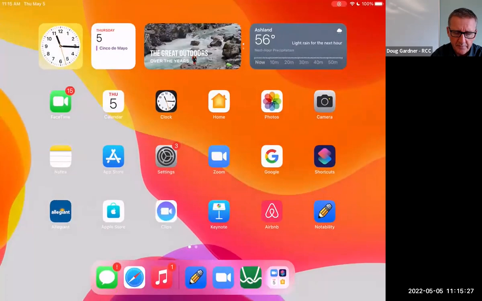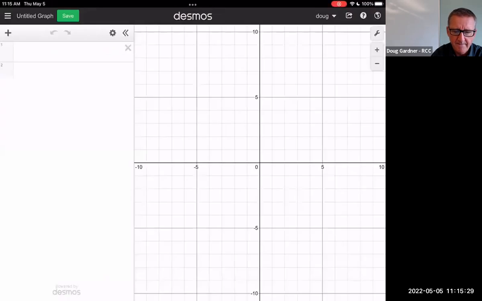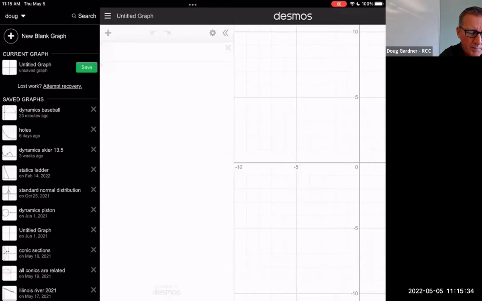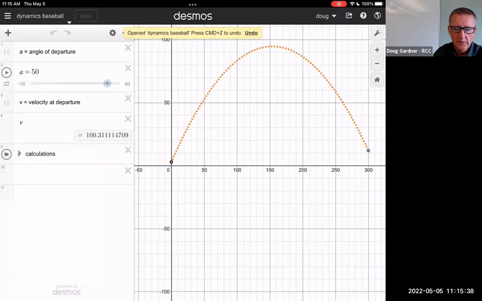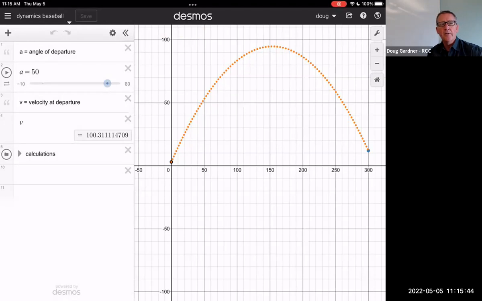Let's take a look at this. I've got a Desmos app on my giant phone here. My big phone. I think this will work on here. So I want you to stare at that velocity. I got rid of all the equations so it wouldn't distract you. And I have angle of departure A. And so it's 50 degrees right now.